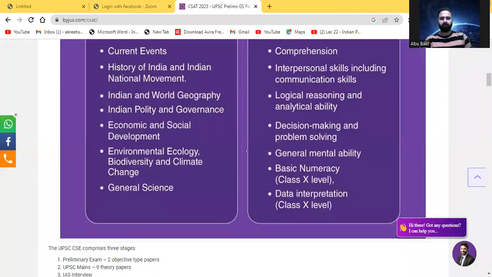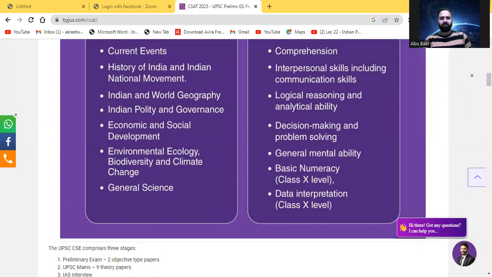So let us discuss the syllabus of the Civil Services Aptitude Test, and also look at the trend of which components they are asking questions from every year. Let us have a quick look at the various topics of CSAT, and also a close look at the trend which UPSC has been following for the past few years. So let us have the look.